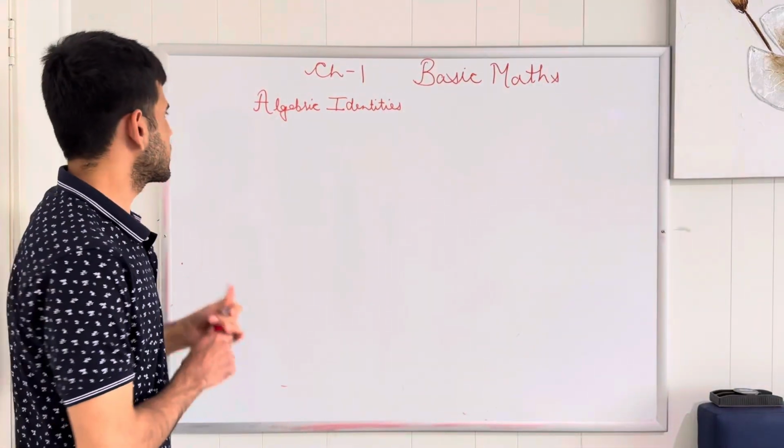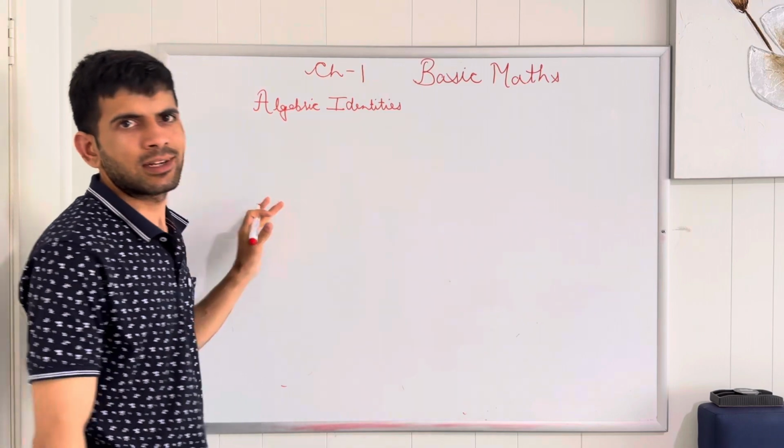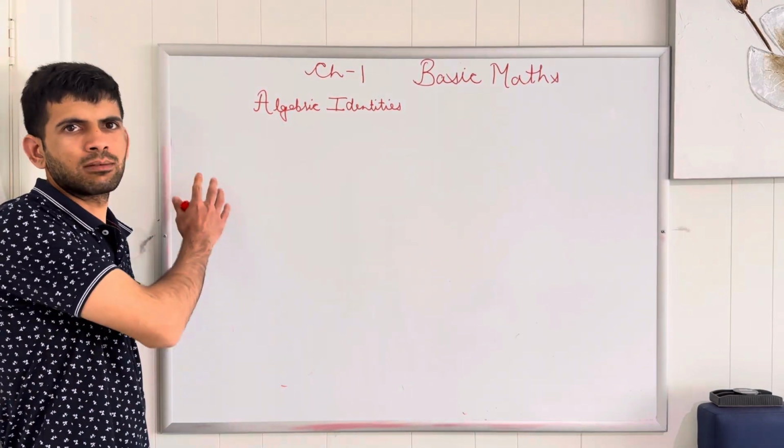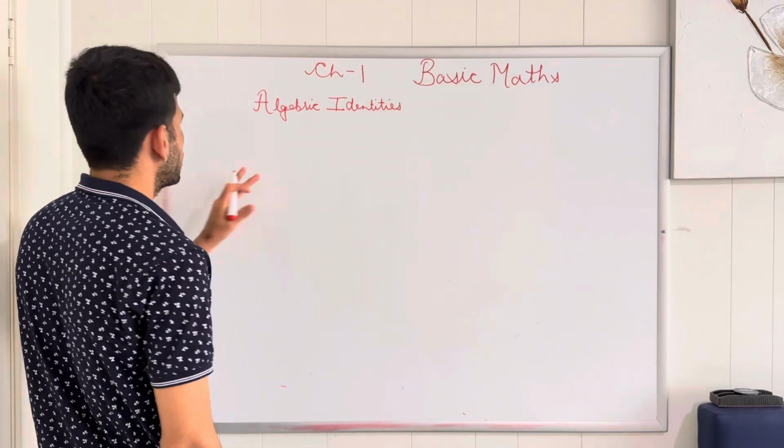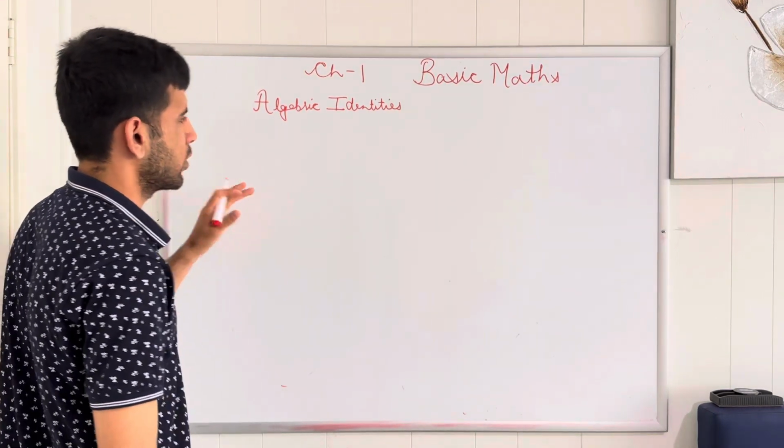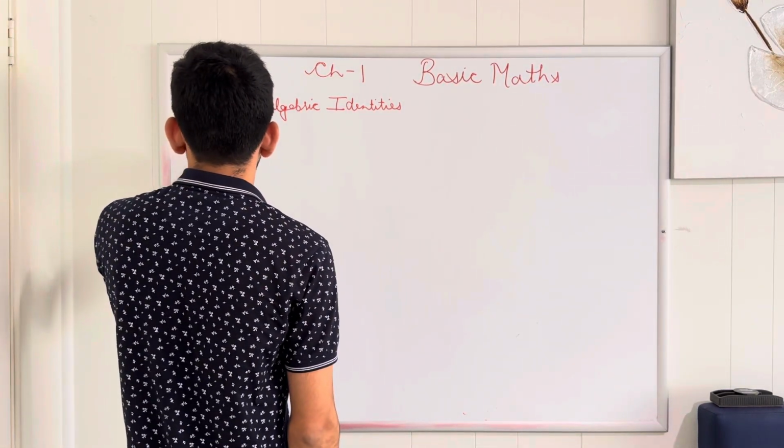And another important thing to note is that all the identities are always true. It doesn't matter whether these numbers are real or they are imaginary. So they are always true, whether the numbers are rational, irrational or imaginary. So we can just solve a question.